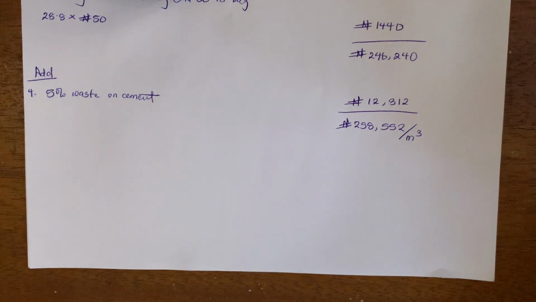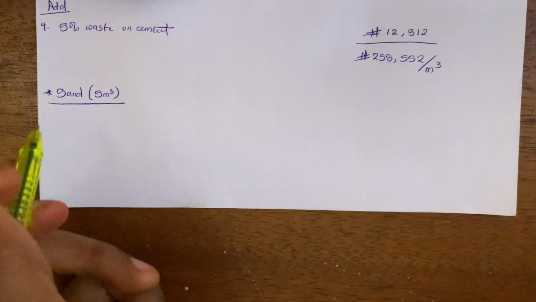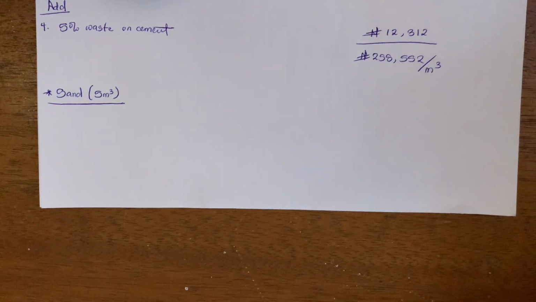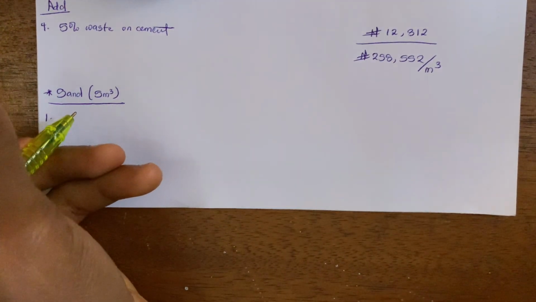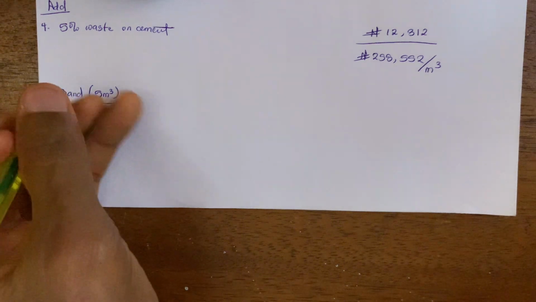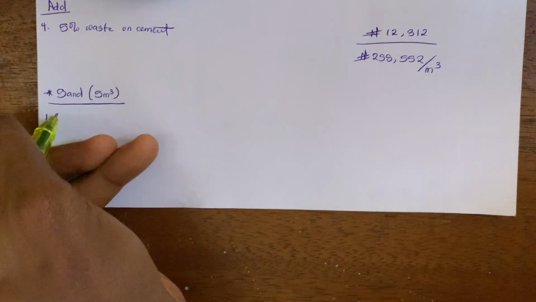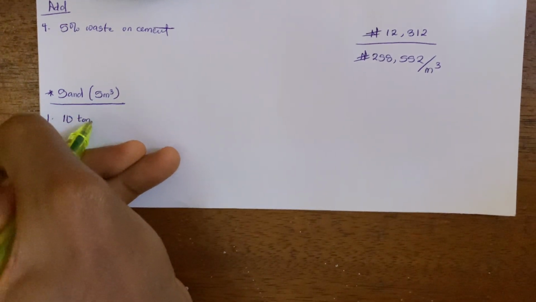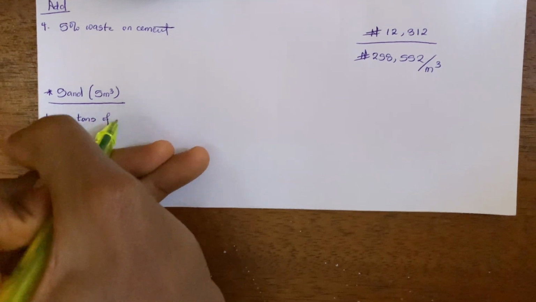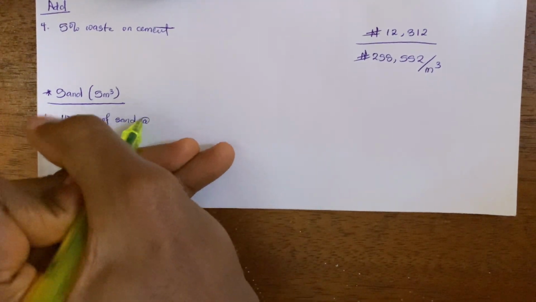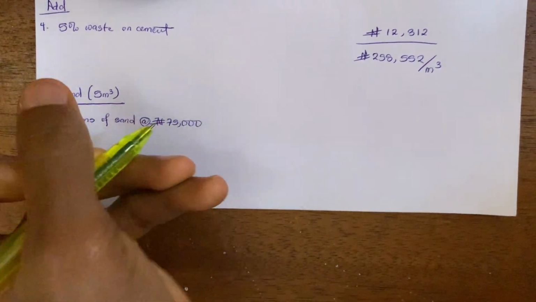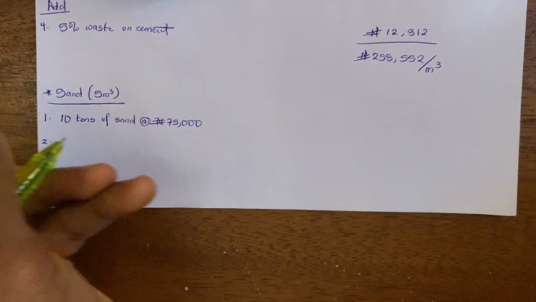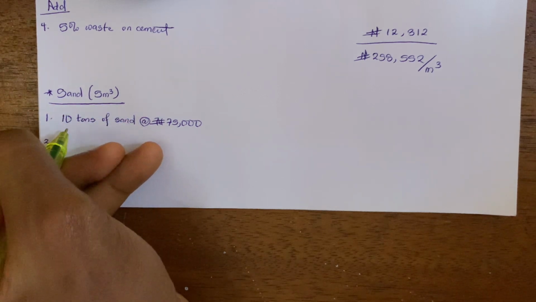So the next thing we're going to be building up the rate for is our sand. For our sand, we have 5 meter cube in our mix ratio 1:5. So this is also not new to us. They say that in our information given, we are using 10 tons of sand at 75,000 naira. We now need to determine what will be the cost per meter cube of the sand.